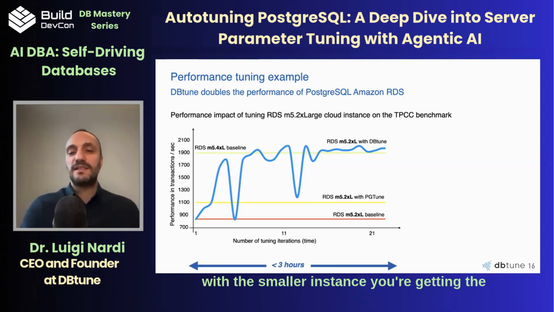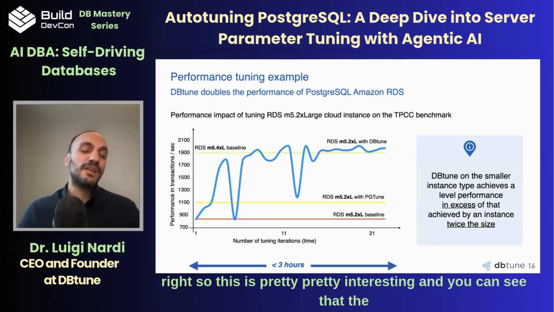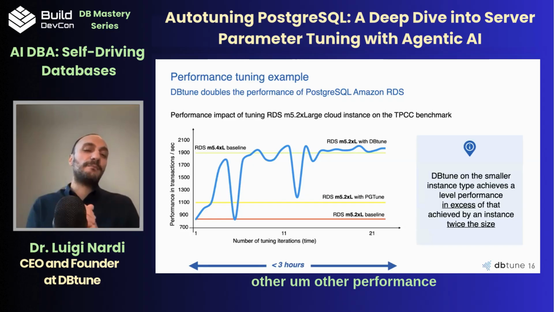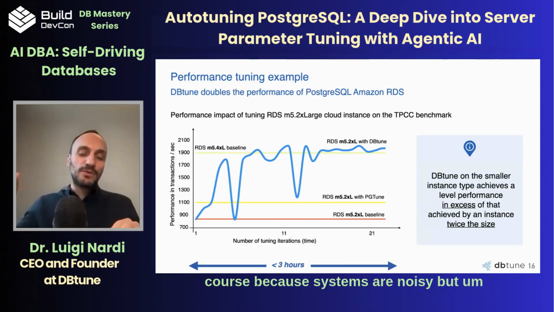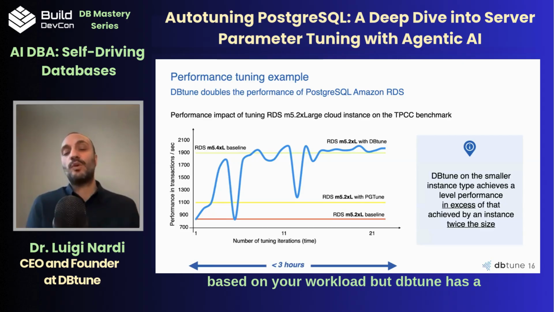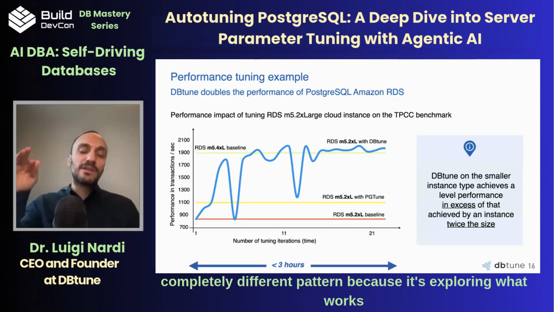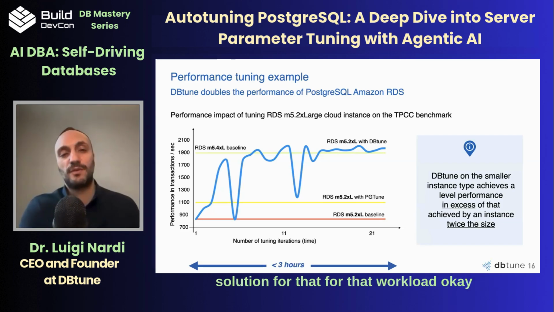So with the smaller instance, you're getting the performance of the larger instance, right? So this is pretty interesting. And you can see that the other performance is flat. I mean, there is a lot of variability, of course, because systems are noisy, but on average, it's flat. Because RDS is not changing the configuration of the server based on your workload, but DBtune has a completely different pattern because it's exploring what works well for your workload and then providing the best solution for that workload.